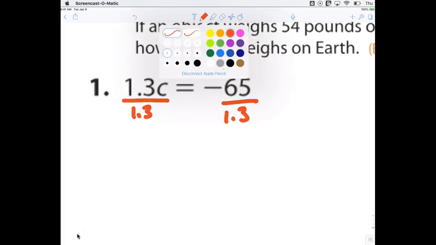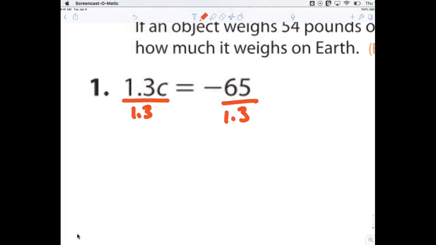Now here's where we're not using a calculator. I don't want you using a calculator. We're going to practice today without it. So in this case, the 1.3's cancel, and we're left with C is equal to. Now, the decimal is a problem. If you recall, you're supposed to move the decimal over 1. When you move the decimal over 1 here, you get 650. That's right. So this is equivalent to 650 divided by 13.